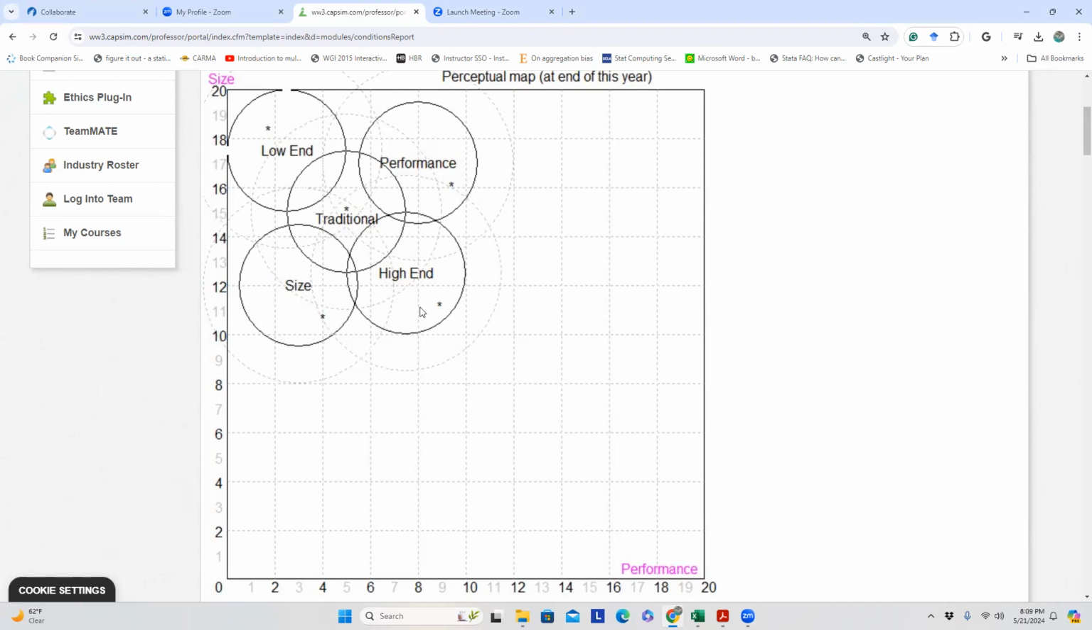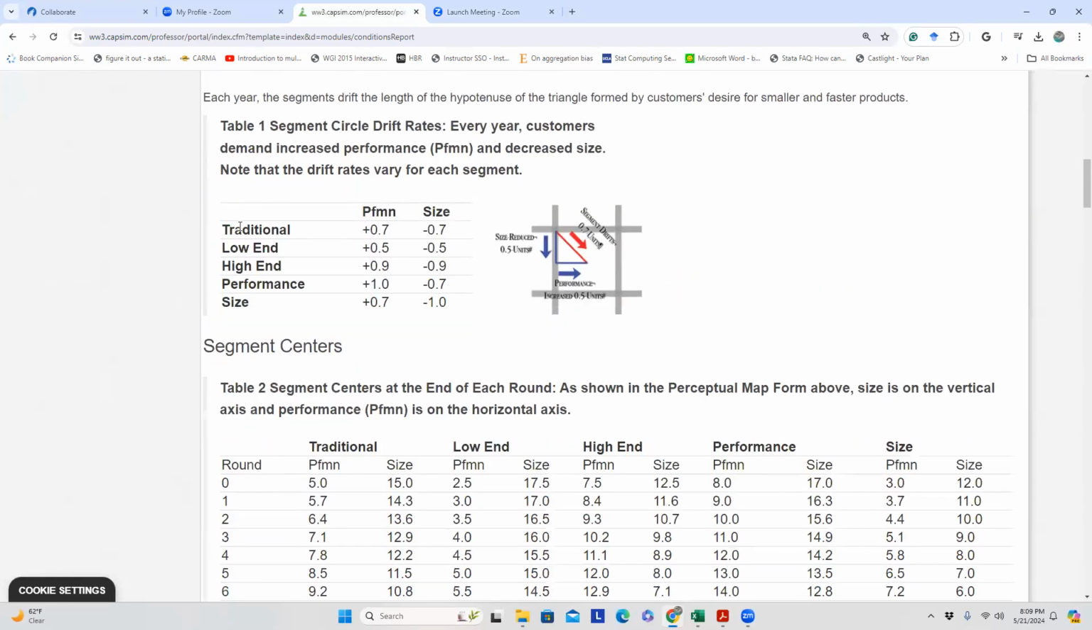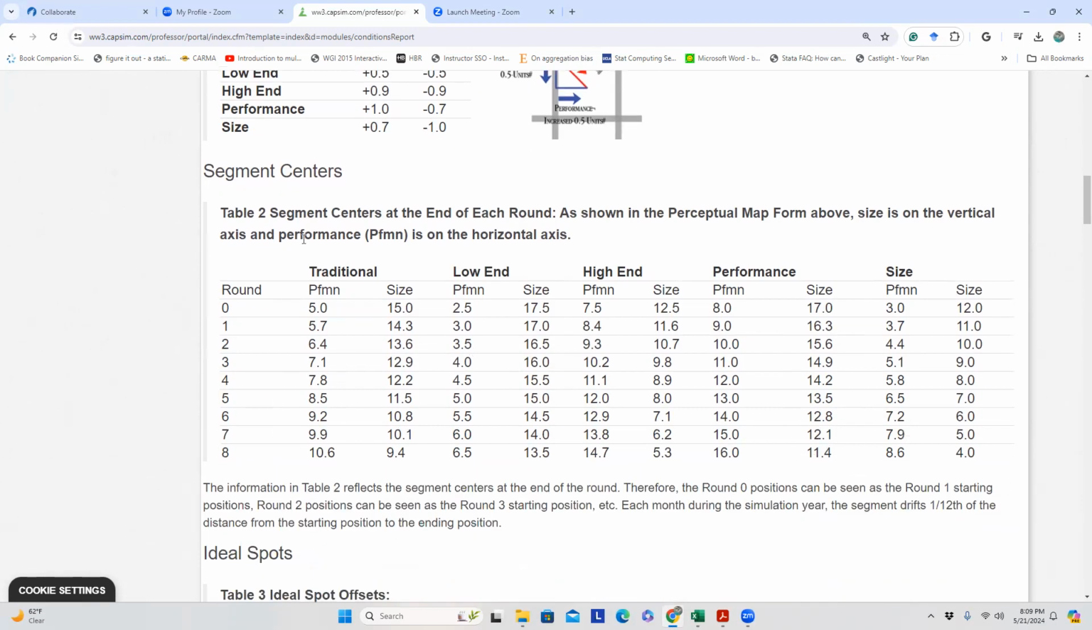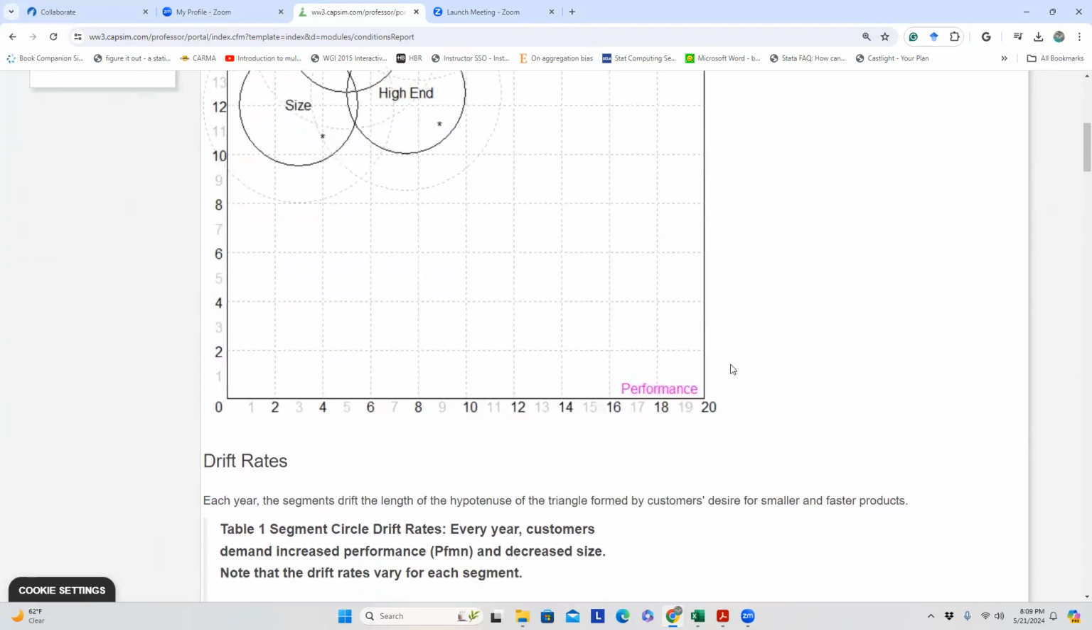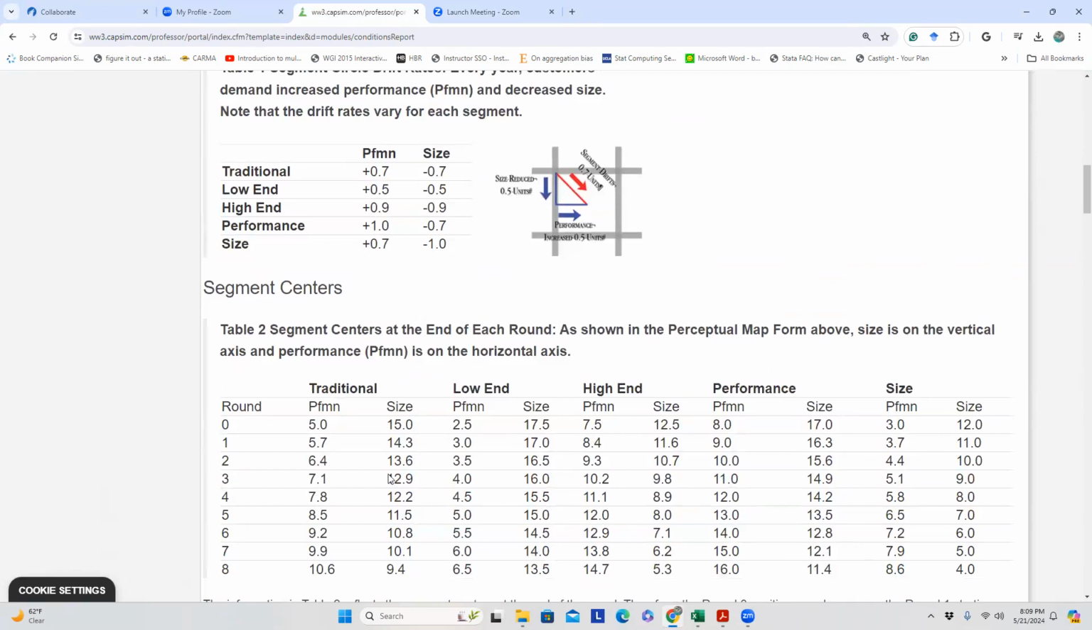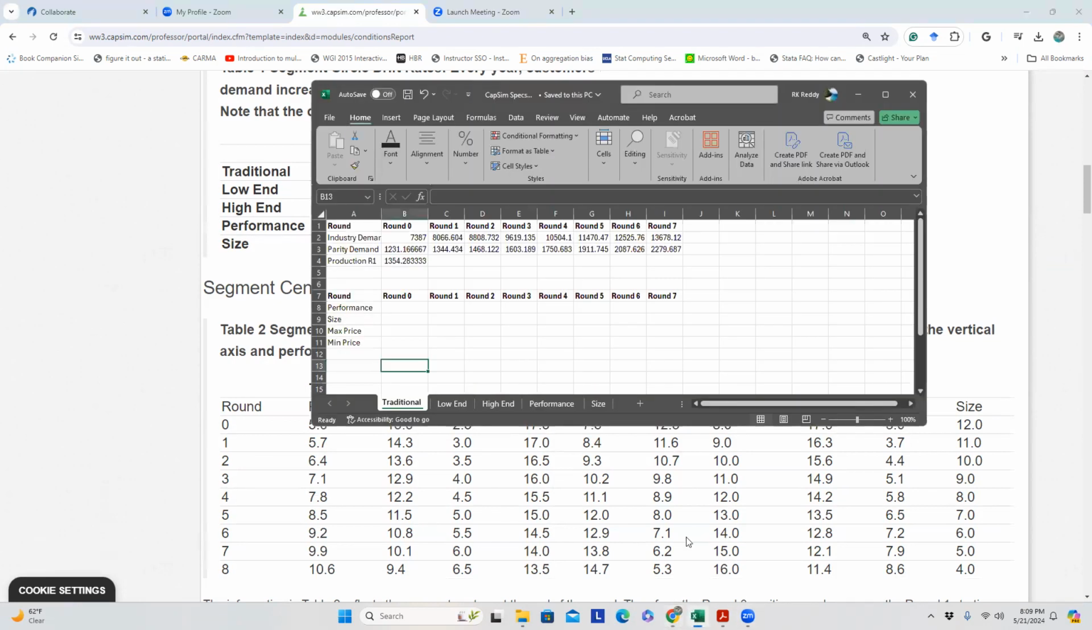So how do I know what my ideal position is? For that, you need to pay attention to the drift rates. The drift rates are how your product changes from year to year. The numbers that you see here are the centers of these perceptual map circles, not the ideal position, so I do not want you to get confused. This is what you want to know: performance increases by 0.7 and size decreases by 0.7. This is what you want to write for each of the segments.